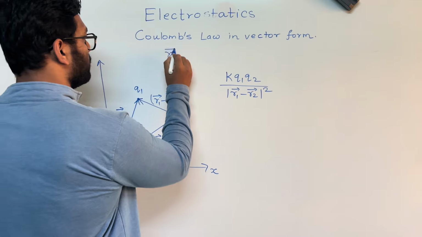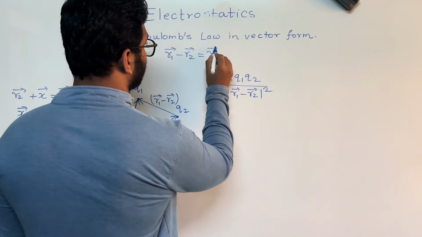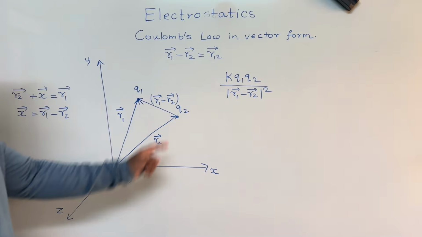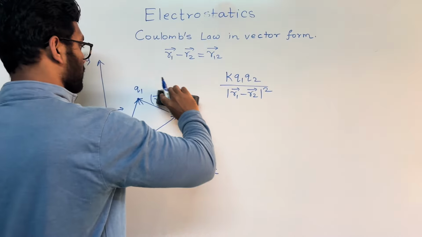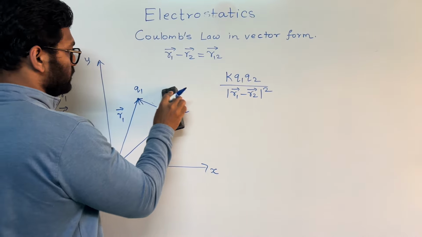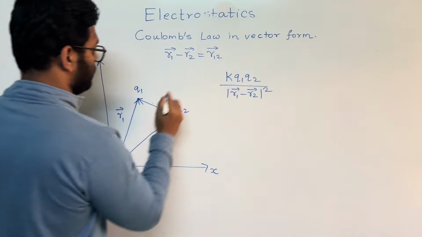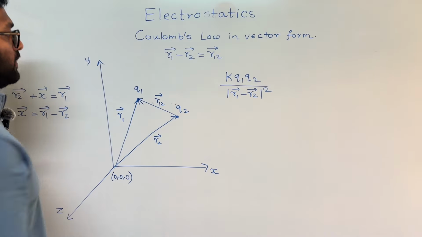So we write R1 bar minus R2 bar as R12 bar. So here I will replace this with R12 bar. This is the direction of the vector, right?